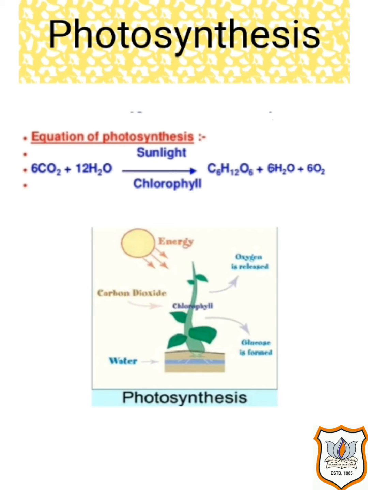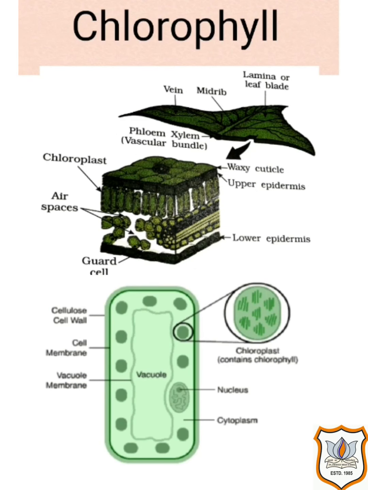But let us now see what actually happens during the process of photosynthesis. The following events occur during this process. The very first, absorption of sunlight energy by chlorophyll. What is chlorophyll? Chlorophyll is a green pigment present inside the leaf. Whenever we observe the cross section of a leaf under the microscope, we find small green spots known as chloroplasts. These chloroplasts contain the chlorophyll, the green pigment.